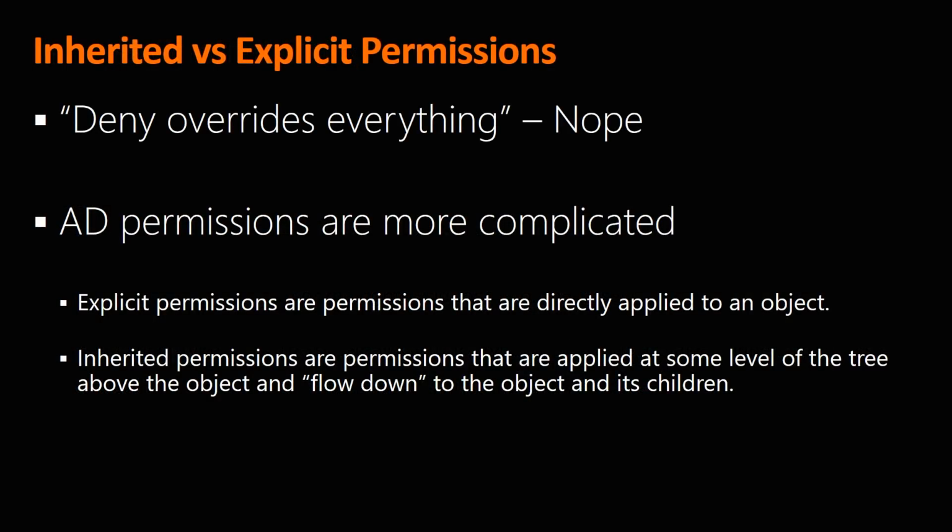Now, the next thing when we are talking about Active Directory permissions is to know the difference between inherited and explicit permissions. Explicit permissions are permissions that are directly applied to an object. And inherited permissions are permissions that are applied at some level of the tree above the object and flow down to an object and its children. So they are inherited. Pretty straightforward.